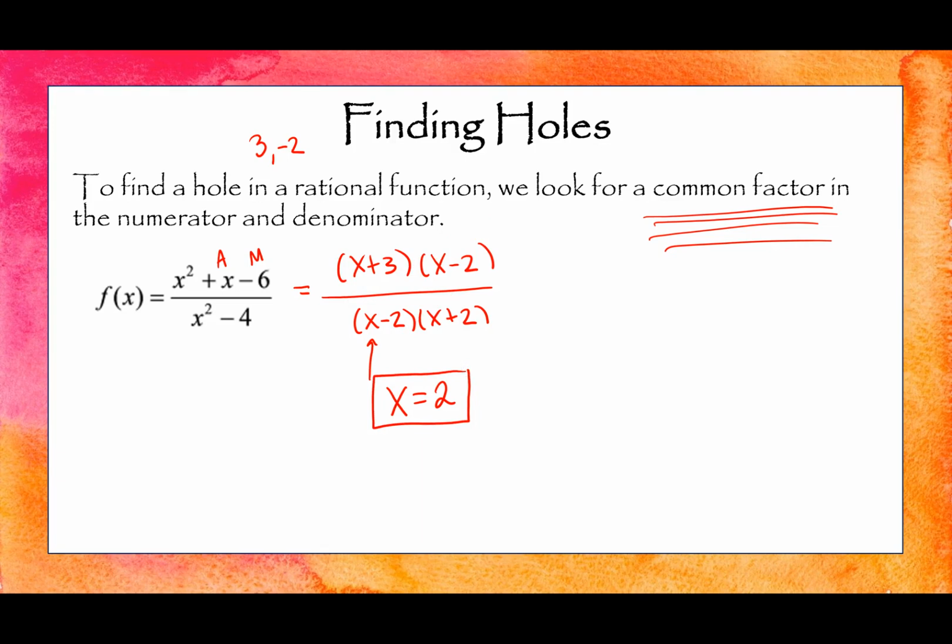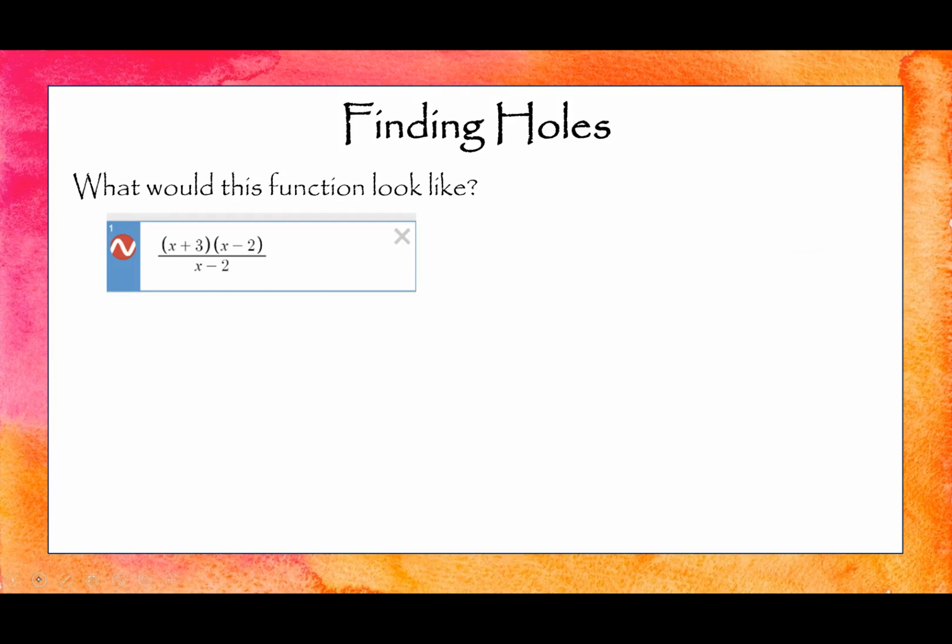And I'll show you in class kind of what that looks like. So again, if you have a situation where you get a cancel, in that case, you actually have a hole at that point, and you would set this equal to 0 and solve. All right, so if we're thinking about what this function would look like in terms of vertical asymptotes and horizontal asymptotes, well, think about the fact that you would have a cancel here.